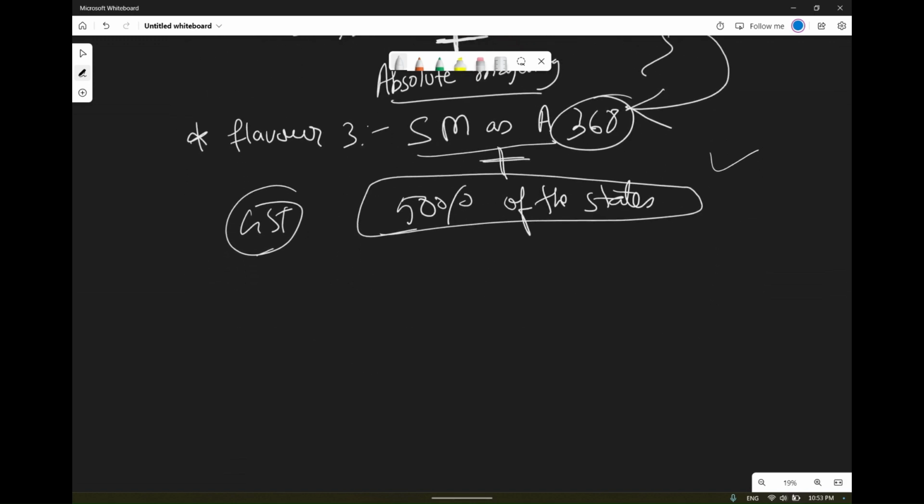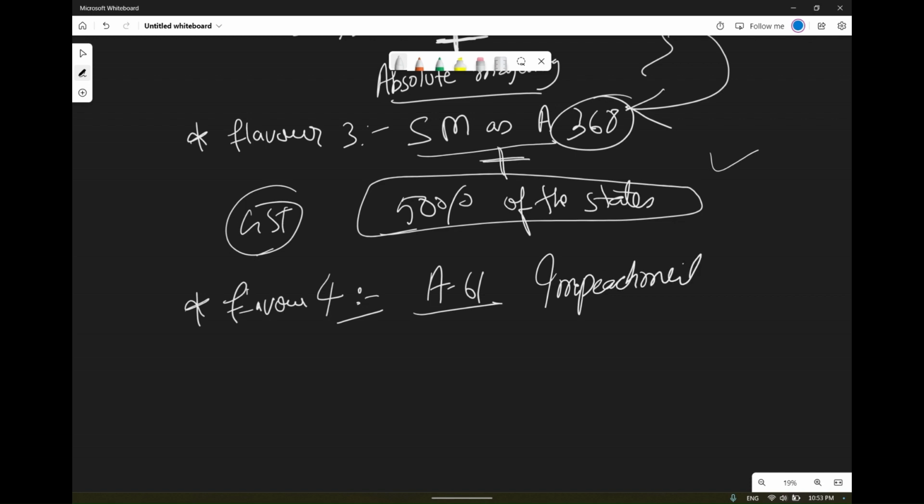Now under flavor number 4, this comes from Article 61, which tells about the impeachment of the president. While through flavor 2, we were saying that these things are used for the removal of judges of the High Court and Supreme Court, we used the term removal.